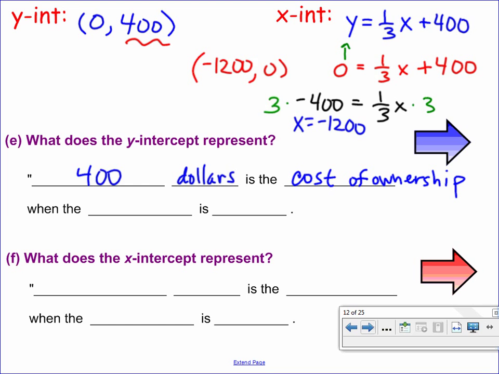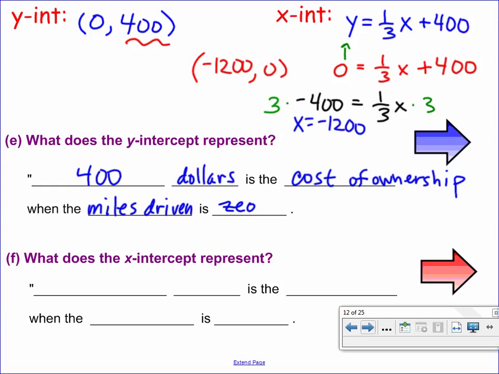When the number of miles driven is 0, $400 is the cost of owning the car when the miles driven is 0.